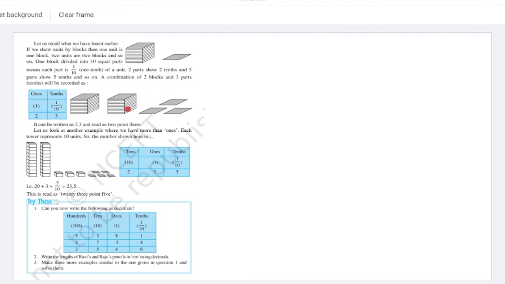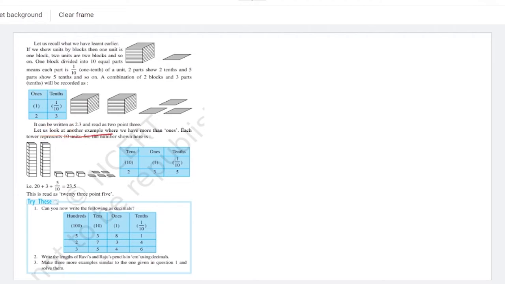So how will you record this? How many units, how many blocks are there? 2 blocks. So that you have written here. In ones column you have written 2 and in 10th column you have 3. So that you have written 3. That means 2.3. It can be written as 2.3 and read as 2.3 only. You can't say 23. It will be read as 2.3 only.